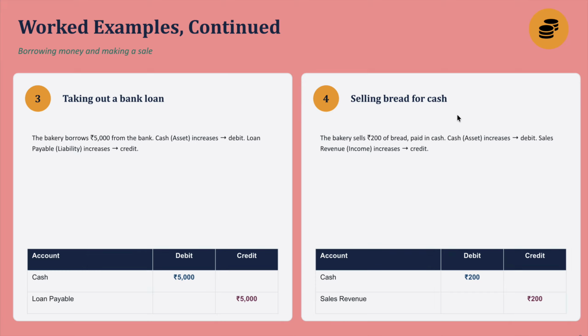Then selling bread for cash. So when you sell, what happens? Cash comes in. The asset portion increases. So we will debit cash. Then sales revenue. This is an income. So income has to be credited.